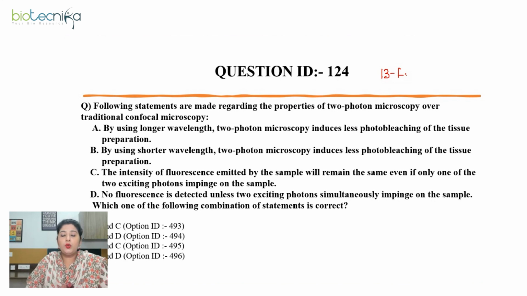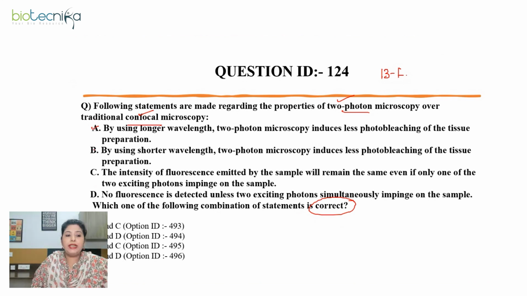So here the two microscopy techniques which are given are two photon microscopy and confocal microscopy. If you have studied about these two, you can easily answer this question, right? So it's a statement based question. So let's see what all information is given in the question. Here the properties of two photon microscopy over traditional confocal microscopy are given, and four statements are given, and we have to find out which of the following combination of statements is correct.